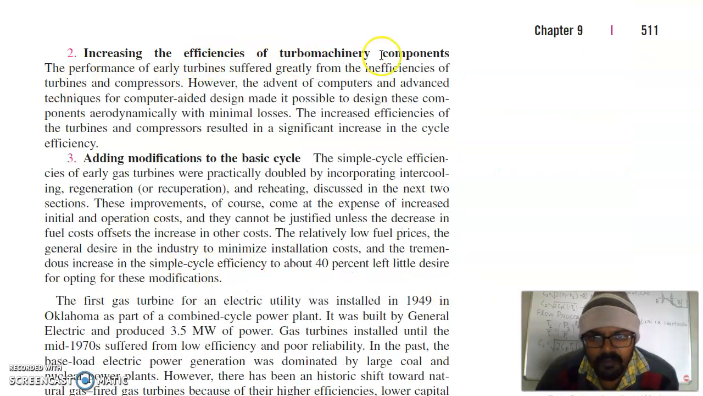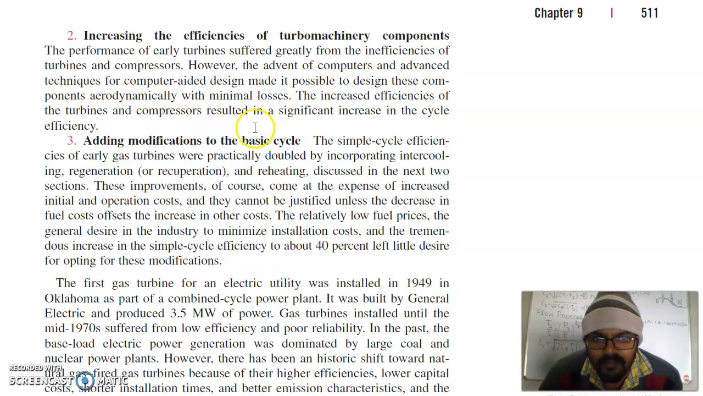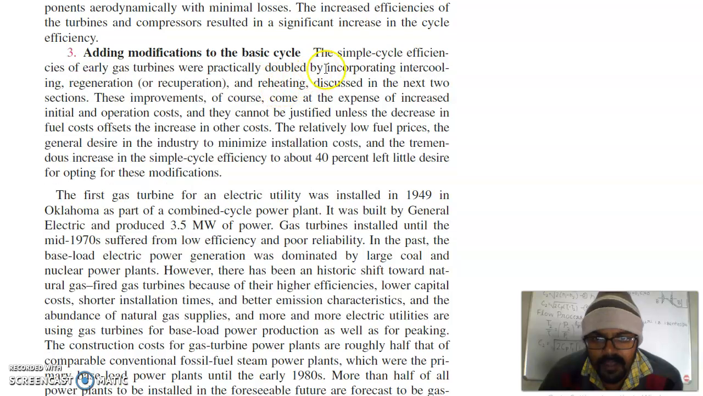Increasing the efficiency of turbomachinery components: the performance of early turbines suffered greatly from the inefficiencies of turbines and compressors. However, the advent of computers and advanced techniques for computer-aided design made it possible to design these components aerodynamically with minimum losses. Adding modifications to the basic cycle: the simple cycle efficiency of early gas turbines was practically doubled by incorporating intercooling, regeneration or recuperation, and reheating, discussed in the next two sections. These improvements of course come at the expense of increased initial and operational cost, and they cannot be justified unless the decrease in fuel cost offsets the increase in other costs.